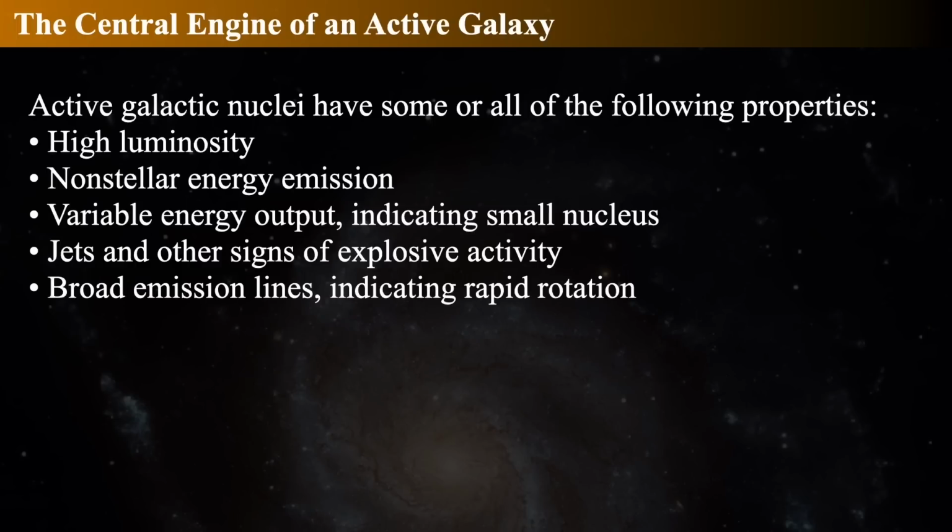Active galactic nuclei all have very similar properties. One of them is that they're extraordinarily luminous objects. They emit huge amounts of non-stellar energy, meaning the energy source doesn't come from stars. The energy output is extremely variable, and that means it's very small wherever it's happening. And there are jets and other signs of some sort of explosive activity. And around the central engine of an active galaxy, we find broad emission lines, indicating there's rapid rotation.